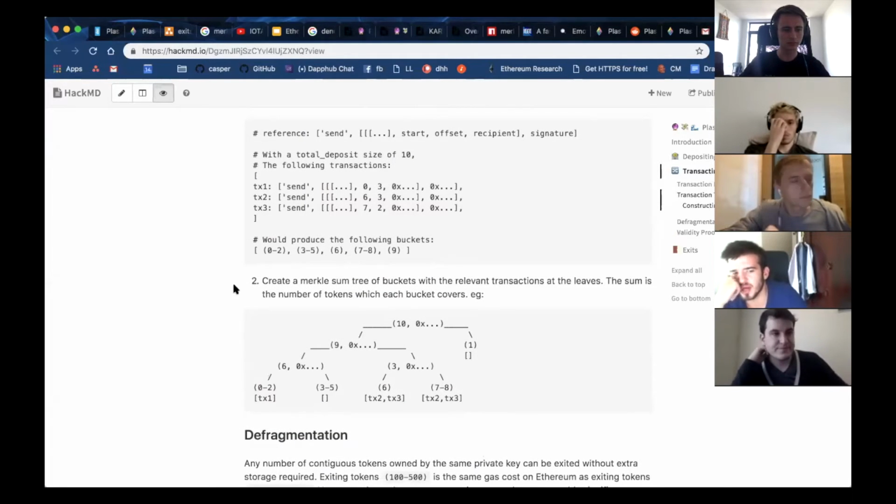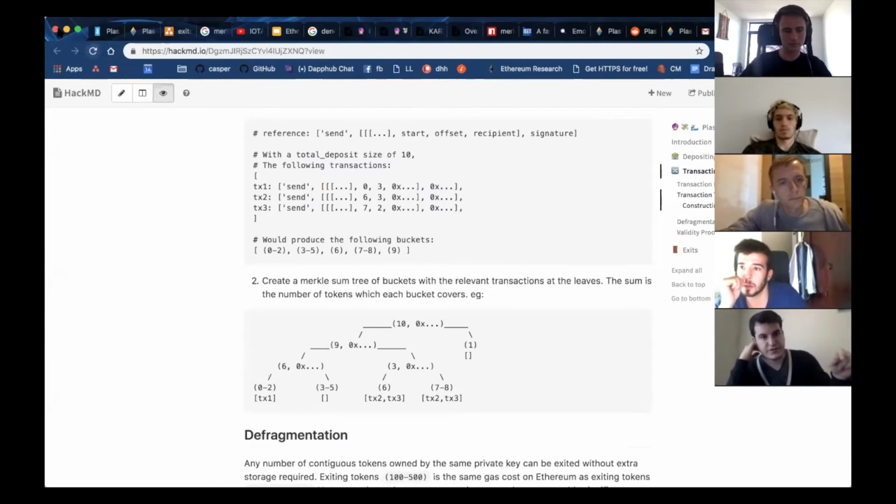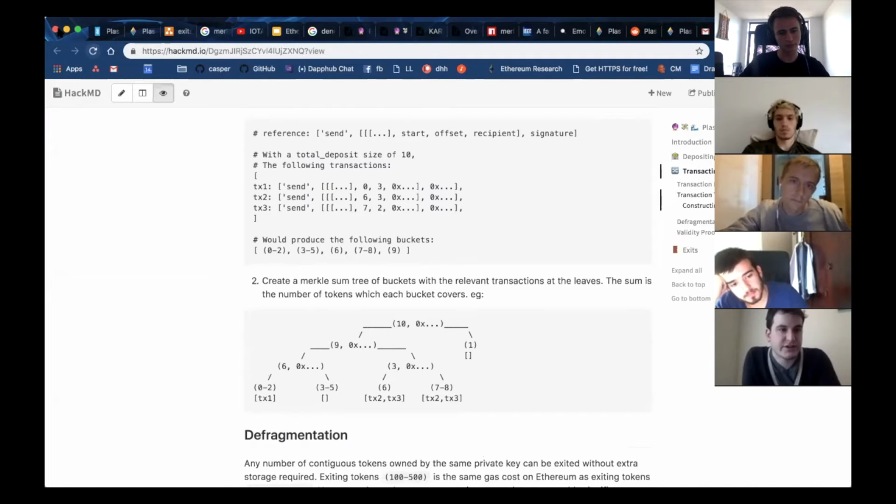Do non-inclusion proofs also apply in this one? Yep. For a non-inclusion proof, you would just show the part of the tree where there's an empty range. It's a leaf in the tree here. It'll just say empty for this particular range, and you can verify that the range includes your coin.